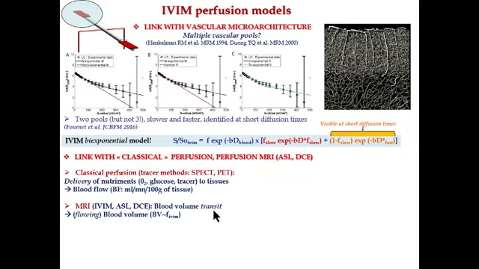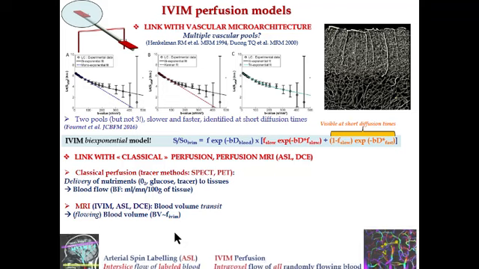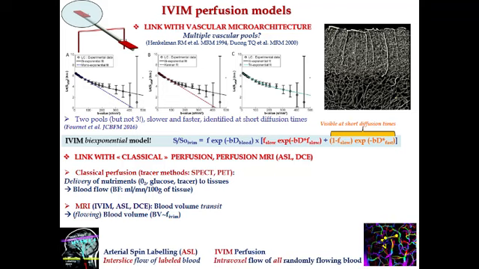With MRI, what we see is a transit of blood. It's not the same concept. And the parameter that we usually have is the blood volume, which is like FIVIM, if you like. And with ASL, we look at the blood which is flowing through the slice of interest, while with IVIM, we look at the blood which is flowing within the voxel, so within the slice. So we should be careful when interpreting ASL and IVIM data. We are not looking exactly at the same phenomenon.